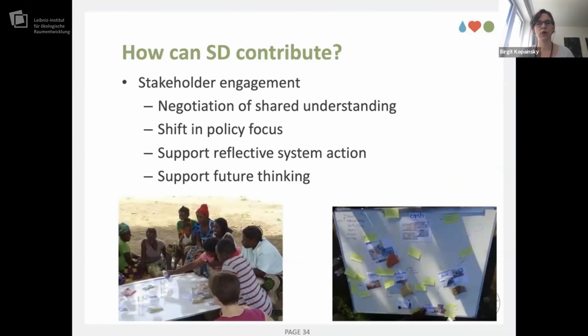And I want to focus a little bit more on the stakeholder engagement. So what we saw from both case studies was that stakeholder engagement throughout the entire process helps us negotiate a shared understanding. And this shared understanding is not just beautiful so that everybody knows what everybody else sees, but it also helps us shift the policy focus away from what we originally thought was the silver bullet solution to something that is more effective and takes into account the complexity of the system. In the Guatemala case, that was the government's shift away from the effectiveness of subsidies towards diversifying farming households and introducing food emergency bags. So the stakeholder engagement helps us support reflective systems action and future thinking.